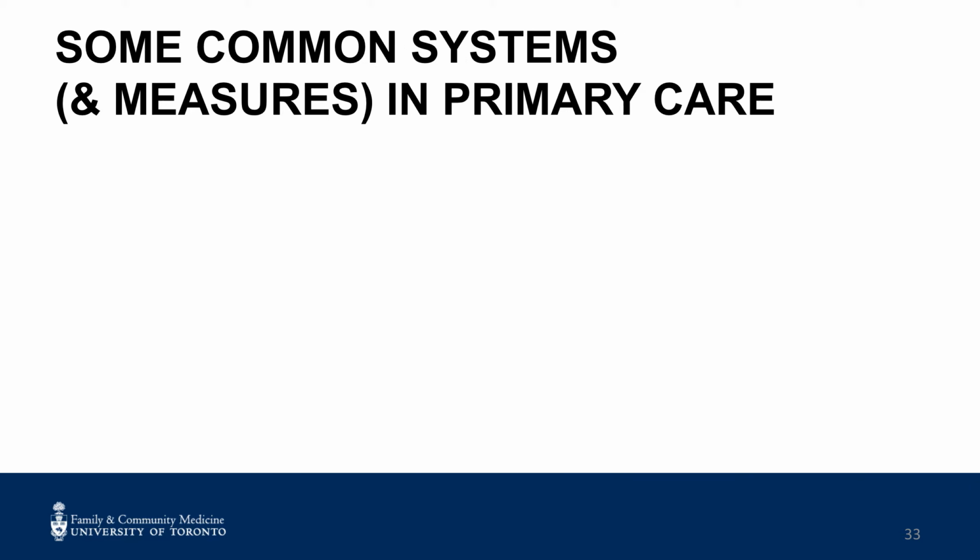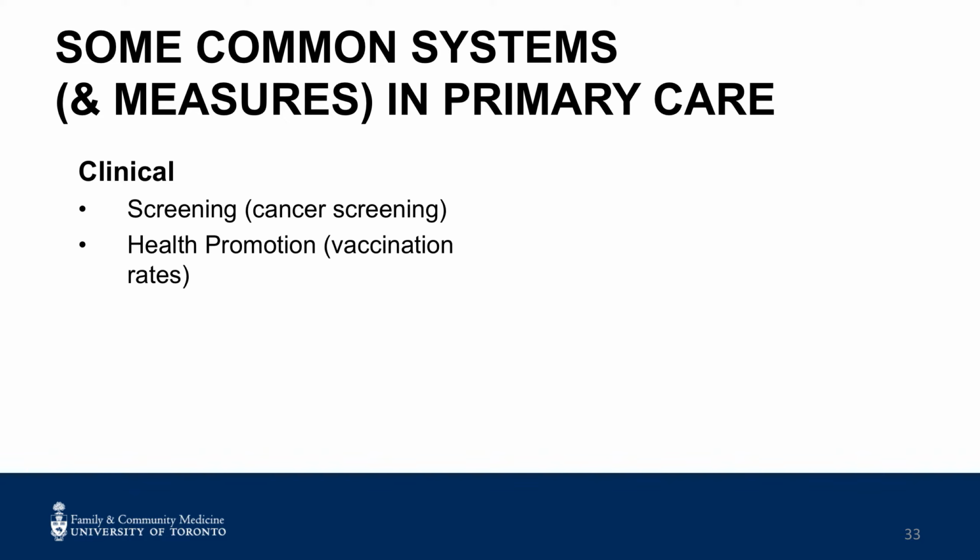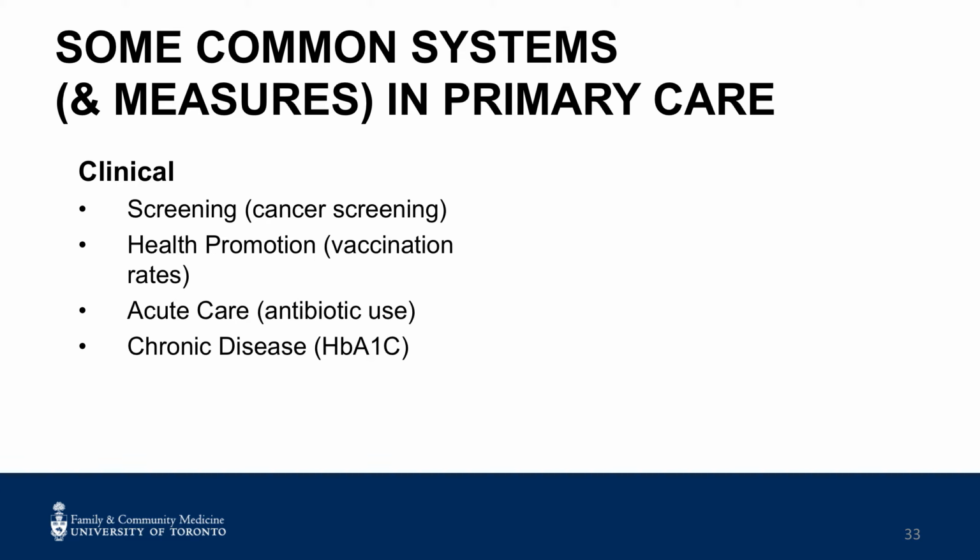There are many systems in primary care and hence many measures, often of interest to governments. Examples are clinical measures, including screening for cancer, health promotion through vaccinations, acute care, antibiotic use, chronic disease, effectiveness measures such as hemoglobin A1C, end-of-life care, pain scores.